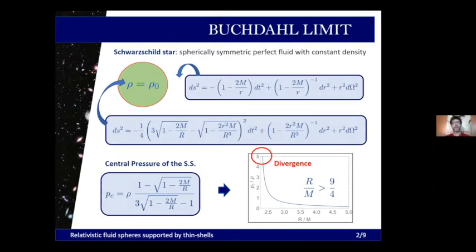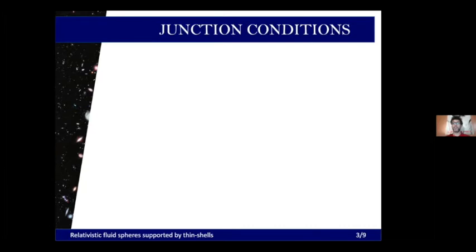Now, very quickly, I'm going to speak about the junction conditions. So as I said before, this star is divided into two regions.